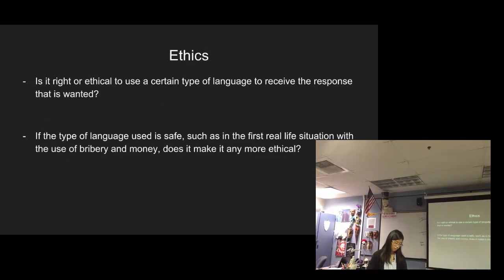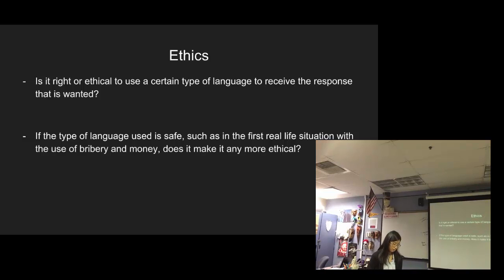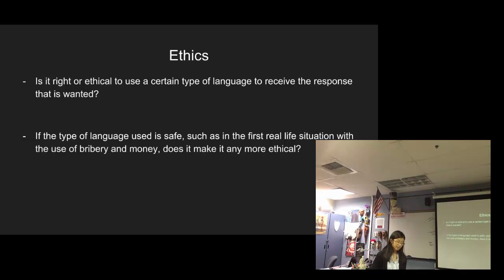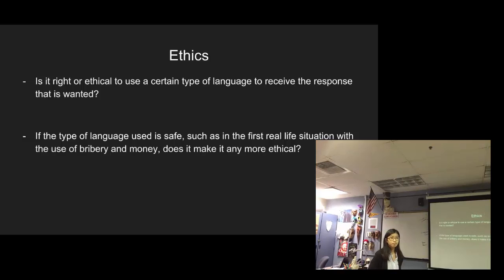Our next area of knowing is ethics. Ethics is basically the moral principles that are keeping us from doing something. So some questions: is it right or ethical to use a certain type of language to receive the response that is wanted?